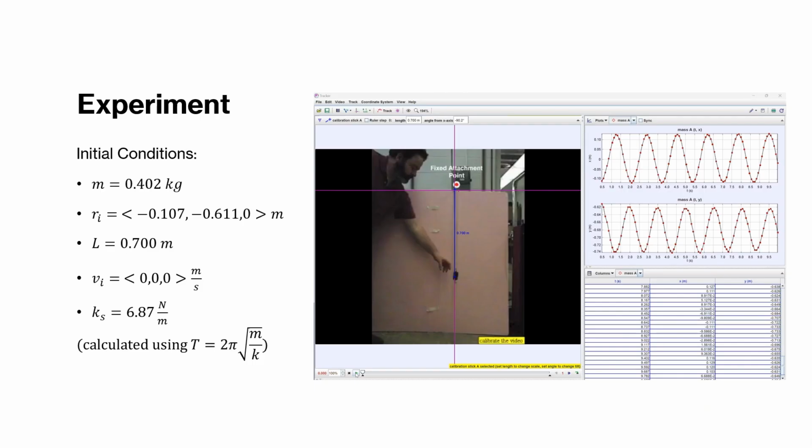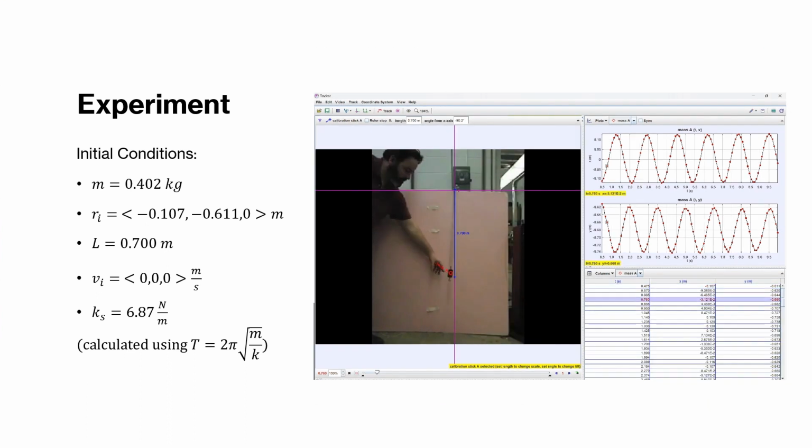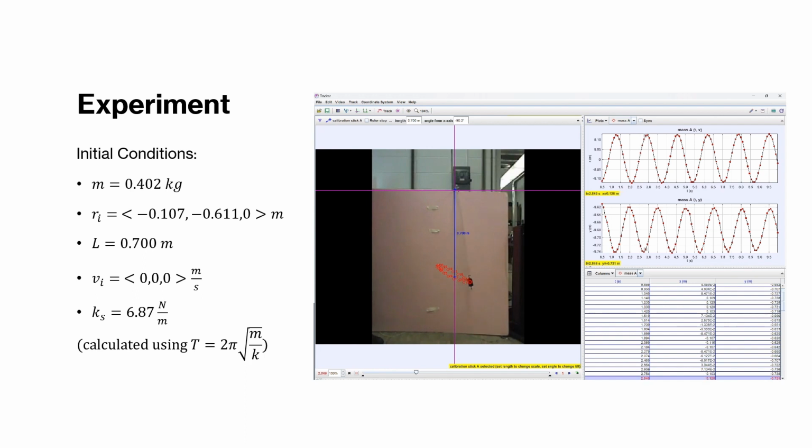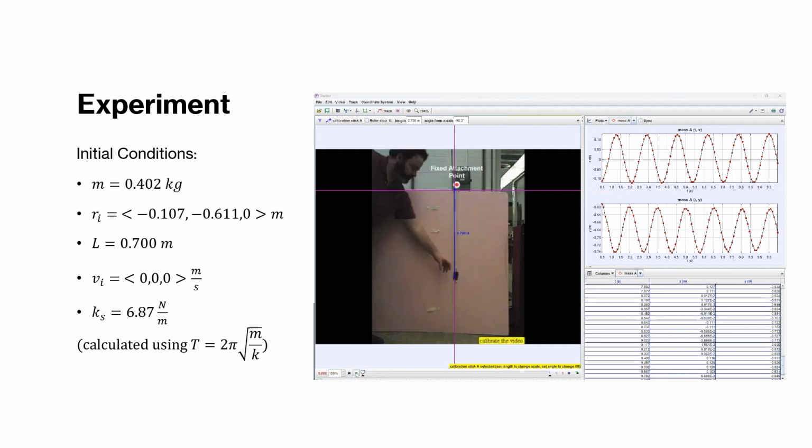So for the experiment, I'll play this while I list my initial conditions. So the mass of the object is 0.402 kilograms, and my initial position was found to be negative 0.107 x and negative 0.6611 y. And the length of the string was said to be 0.7 meters. Our initial velocity was 0, and the spring constant was calculated to be 6.87 newtons per meter using the period formula I discussed earlier.